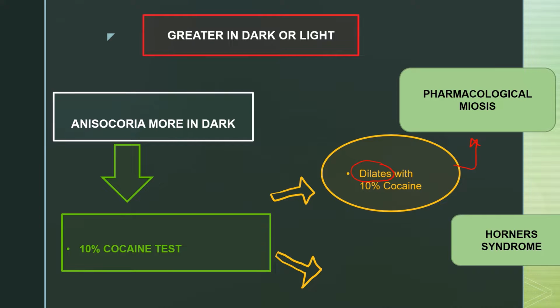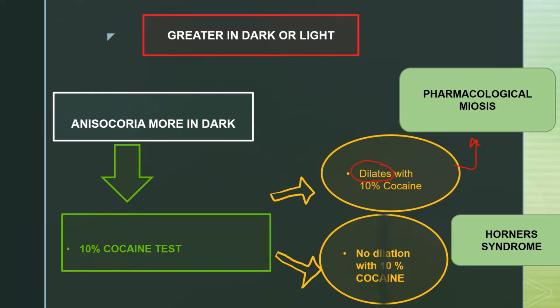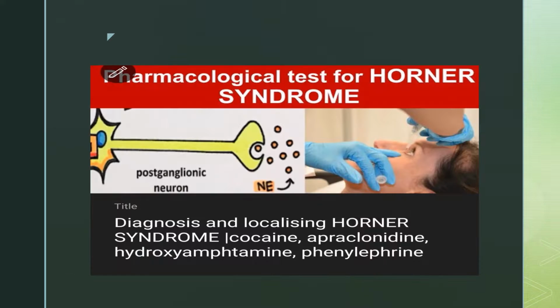Now, in Horner syndrome, we know that it is a problem of the sympathetic activity. If there's a problem of the sympathetic system, there will be no norepinephrine present in the synapse. If there is no norepinephrine present in the synapse, the cocaine will not be able to cause any dilatation of such a pupil, and therefore there will be no dilatation with 10% cocaine, and that will indicate that the patient is suffering from Horner's syndrome.